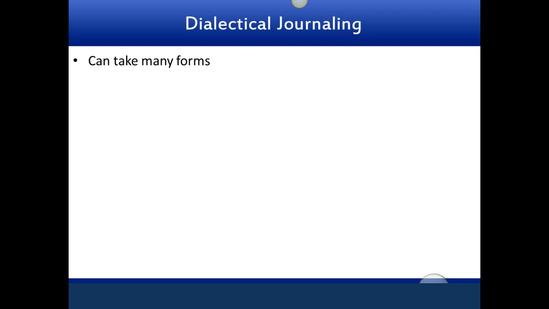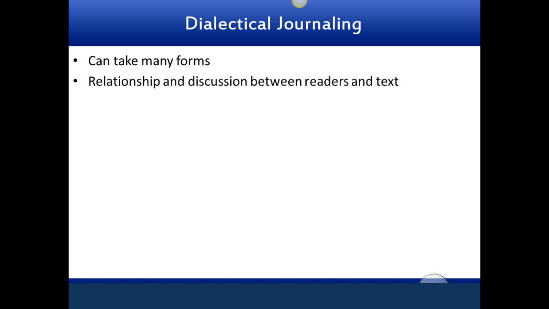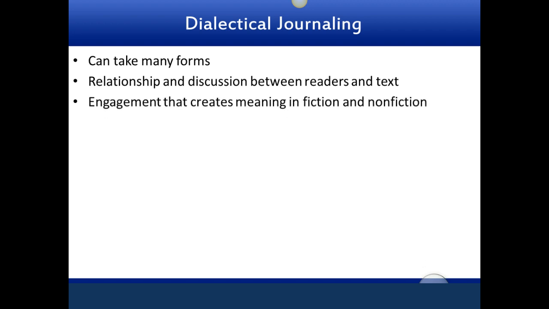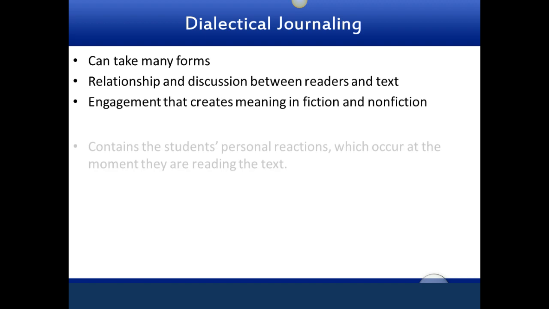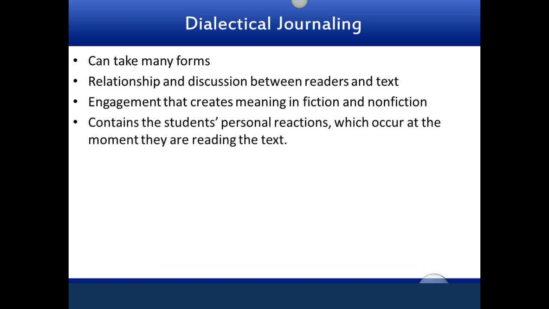The text is usually on the left side, and the inference or whatever you're analyzing is on the far right side. Dialectical journaling is a relationship and discussion between readers and the text. It's engagement that creates meaning in both fiction and nonfiction. It contains the student's personal reactions, which occur at the moment they are reading.